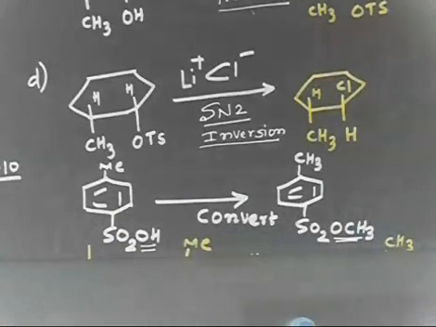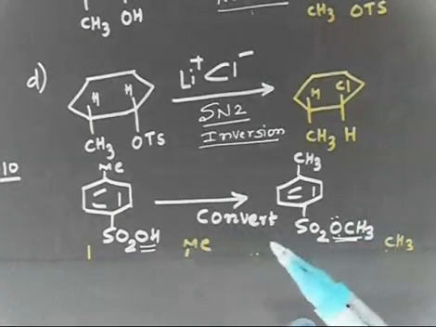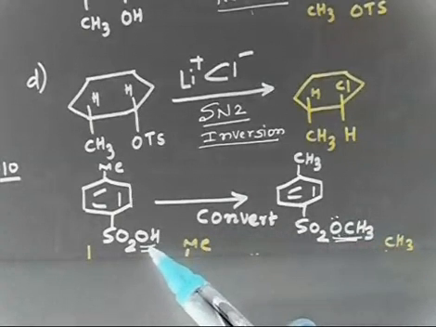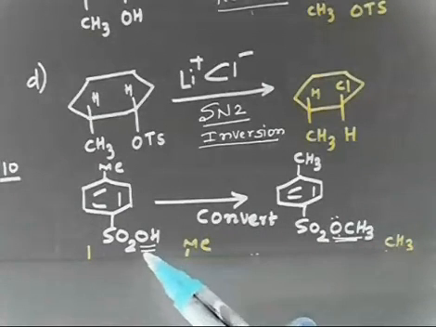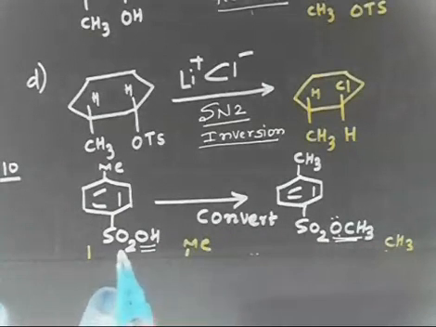How will you do that? You see, one thing is very clear. OCH3 minus can attack and something can leave. And I can make OH a good leaving group. Right now this OH is not a good leaving group. So what will be the structure of this compound?